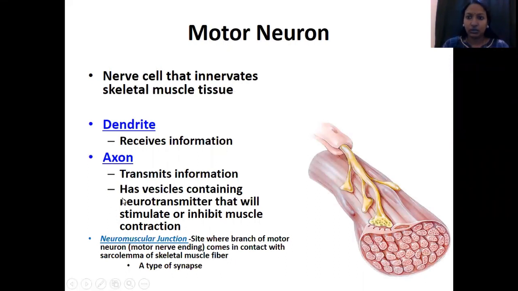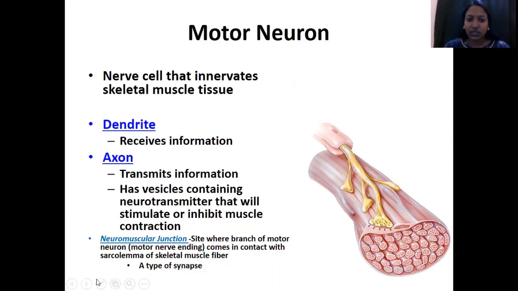When you take the contraction of the skeletal muscle, two things are very, very important. One is the dendrite, another one is the axon. The dendrite always receives the information, and the axon will transmit the information. In addition, they have vesicles containing neurotransmitters. These neurotransmitters will stimulate or inhibit the muscle contraction. The junction between these two is known as a neuromuscular junction.